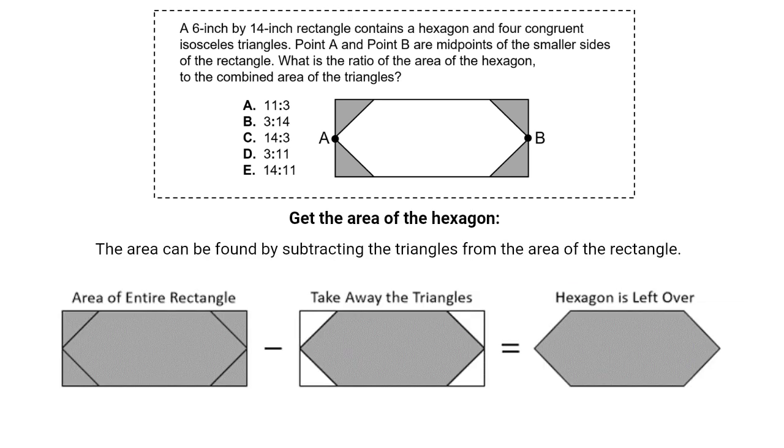Now we need to get the area of the hexagon. And in this visual, you can kind of see how we're going to plan and get this area. The hexagon can be found by finding the area of the entire rectangle and subtracting off the triangles, and once you subtract off the triangles, the hexagon will be left over. So that's what we will do next.